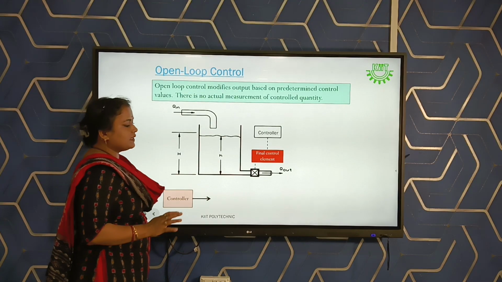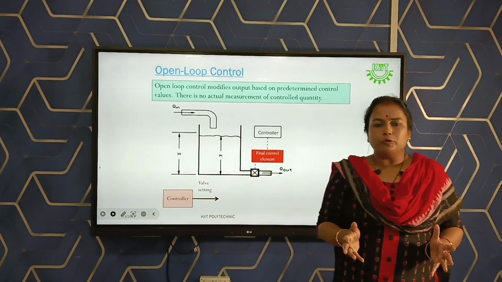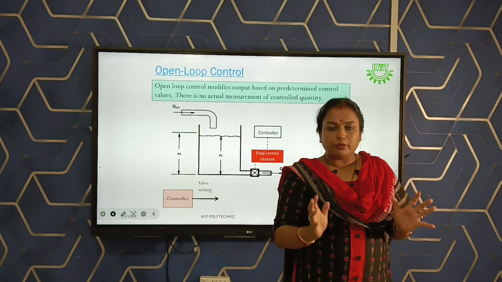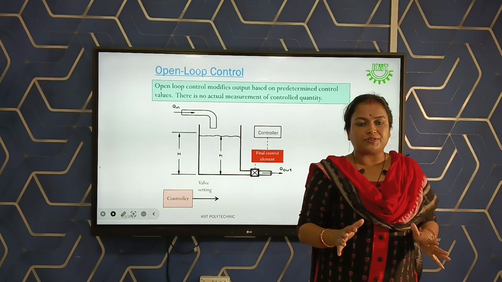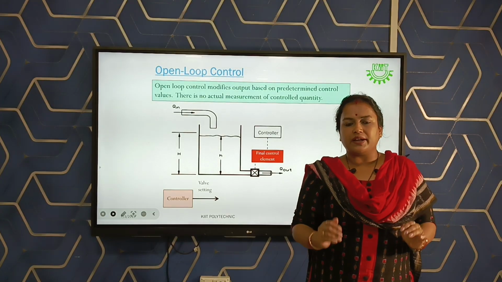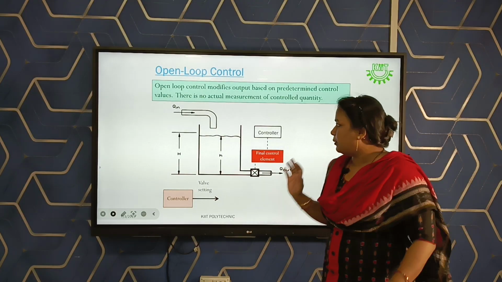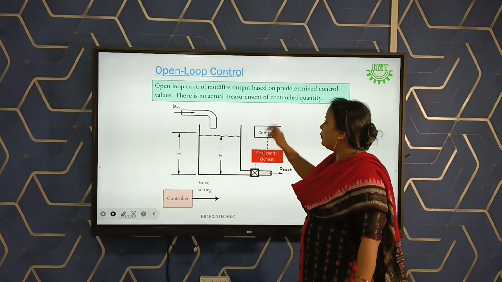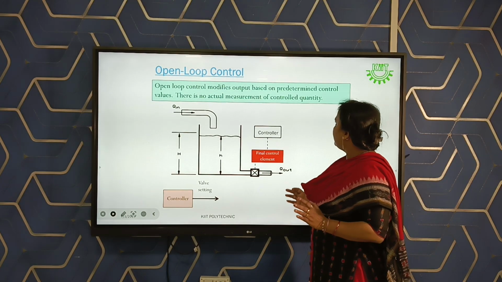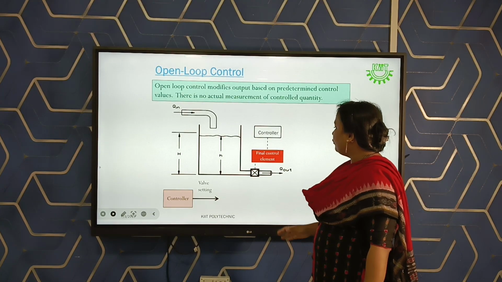Next we will discuss open loop control systems. Open loop means, always remember, it has only a feed forward path. It will be from input to the output side. We do not have any access from output to the input side. It also doesn't have any feedback loop or feedback path. So open loop modifies output based on the predetermined control value. There is no actual measurement of the control quantity.